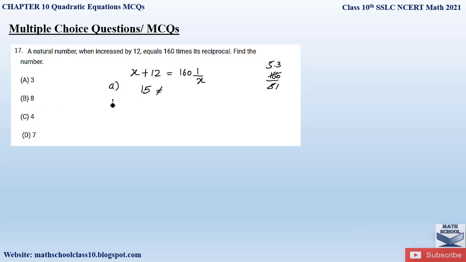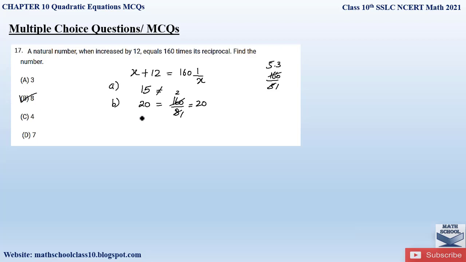Coming to option B, what is 8 plus 12? 8 plus 12 will be 20, equal to, what is 160 divided by 8? 8 1 times, 8 2s are 16, which is equal to 20. So our option B satisfies the equation. So our correct option will be option B. When you check option C and option D, they will not satisfy it. So our correct option is option B.